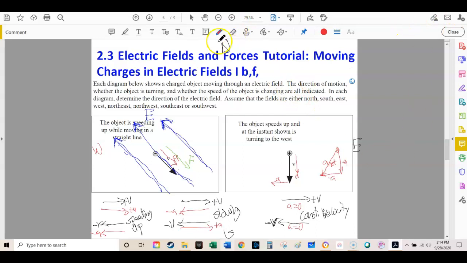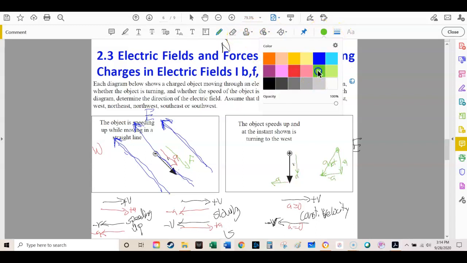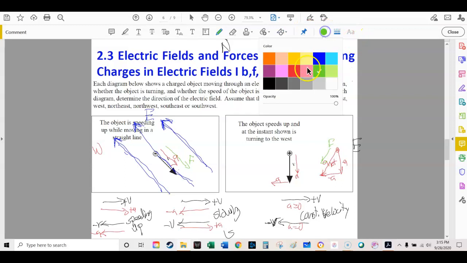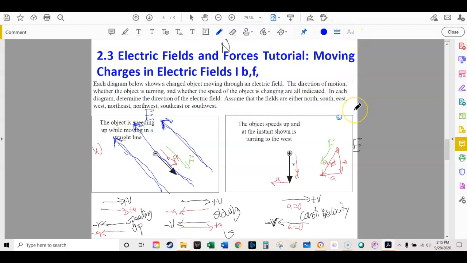And that means that there must be a force. I'm going to use green for the force. That is also overall down and to the left. So I must have an overall force that is down and to the left. What that means is, since a proton always flows downstream, it's flowing in the direction of the force. That means the electric field must also be pointed down and to the left.